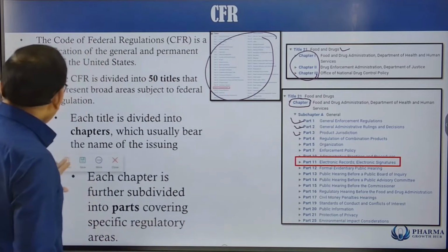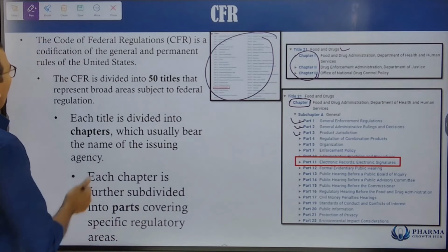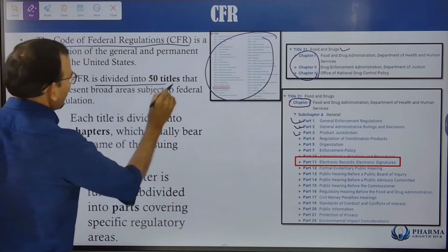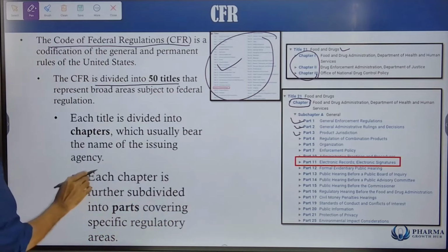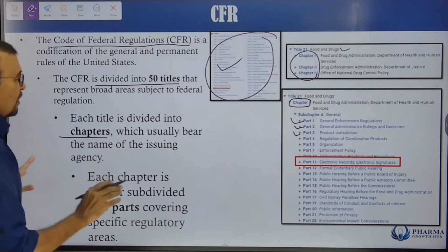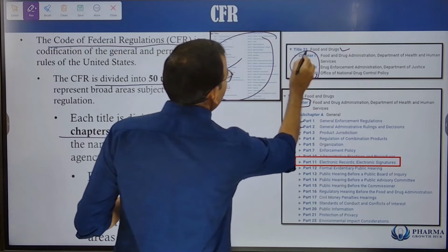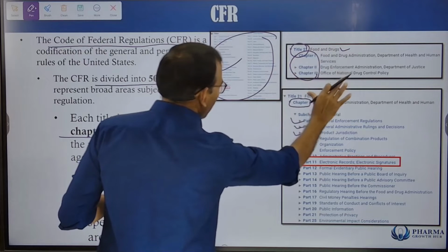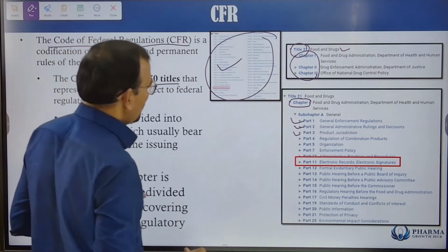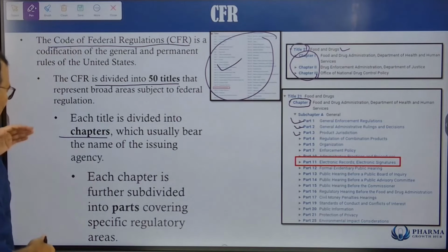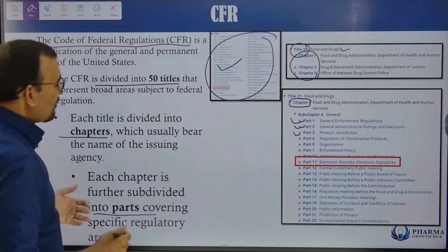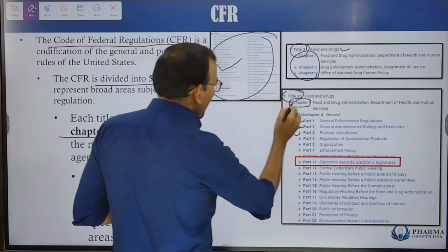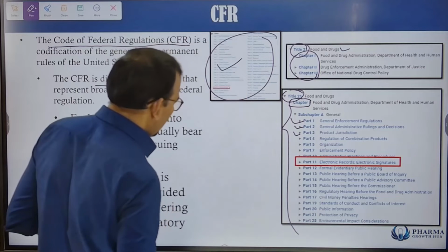Okay, so let me summarize what we are discussing right now. We're talking about the Code of Federal Regulations or CFR. CFR is divided into 50 titles. Then each title is divided into a different number of chapters. Like we talked about title number 21 about food and drugs, and this particular title has three different chapters, chapter 1, 2, 3, and they're controlled by their specific departments. Then all the chapters are divided into parts covering specific regulatory areas. So chapter number 1 in title 21 has so many parts.